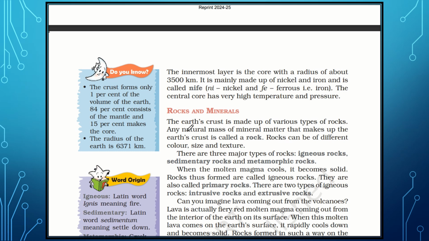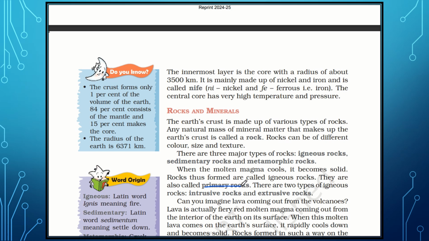When molten magma cools, it becomes solid. When the magma from the volcano cools, it becomes solid, and in this way rocks are formed. These rocks are called igneous rocks, and they are also called primary rocks. Here we have to remember: which rocks are called primary rocks? Igneous rocks. There are two types of igneous rocks: intrusive and extrusive.